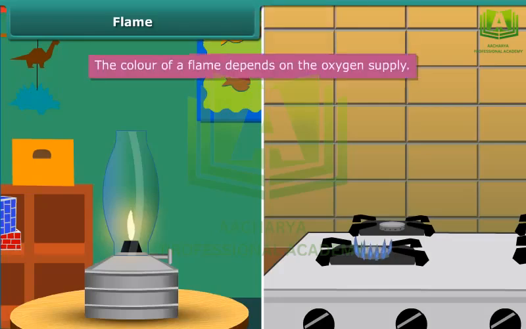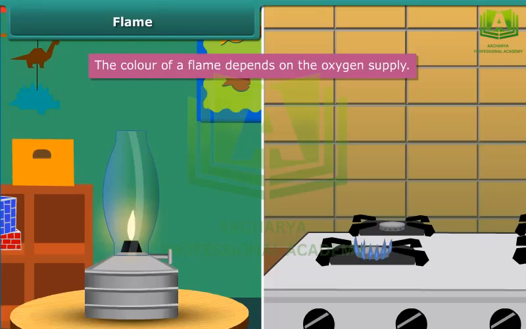When we look at the flame of a kerosene lamp, it is yellow in color, but the flame of a kitchen stove is blue. It is interesting to know that the color of a flame depends on the oxygen supply. If the oxygen supply is less, the flame will appear yellow due to incomplete combustion of fuel.